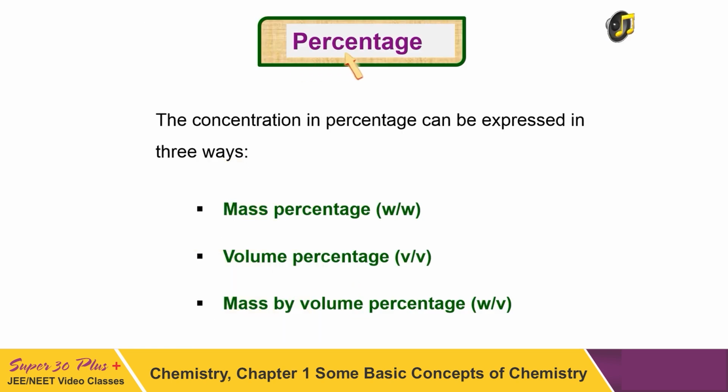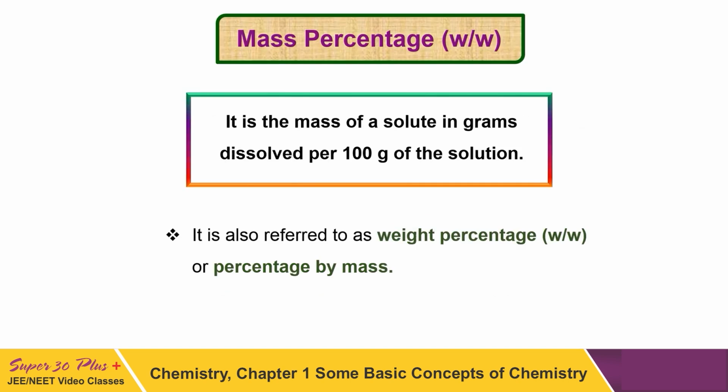So first is the percentage. What is the percentage? Percent, cent means 100, means it is defined over 100. So concentration in percentage can be expressed in three ways. Guys, it is very simple and very easy. It is mass percentage, percentage W by W, the volume percentage, V by V, and the mass by volume percentage, W by V. It is also called as percentage strength.